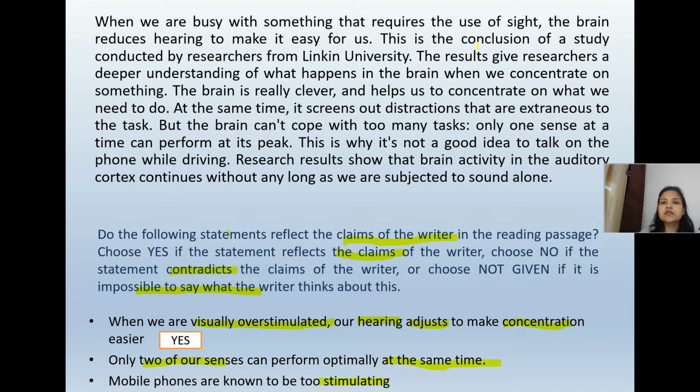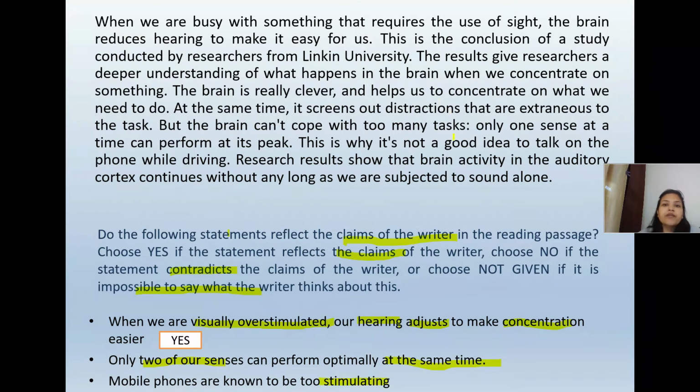Okay, let's see. This is the conclusion of a study conducted by researchers from Lincoln University. The result gave researchers a deeper understanding of what happens in the brain when we concentrate on something. The brain is really clever and helps us to concentrate on what we need to do. At the same time, it screens out distractions that are extraneous to the task. But the brain can't cope with too many tasks. Only one sense at a time can perform at its peak. That is why it's not a good idea to talk on the phone while driving.